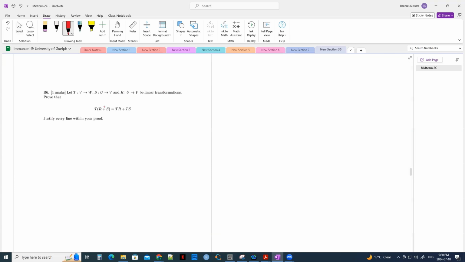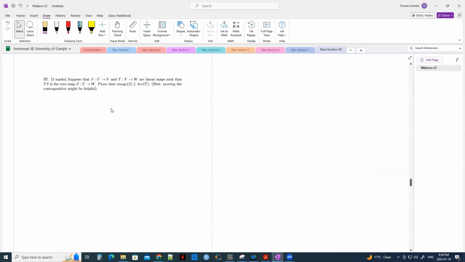Here, B6, I am going to leave as an exercise. This is something that I have highlighted that you should practice. The one thing I'm going to say is that our left-hand side should start as (T(R + S))(v), and our right-hand side should be (TR + TS)(v). That's the hint I'm going to give. The rest of it you should do. Well, remember appropriate justification.